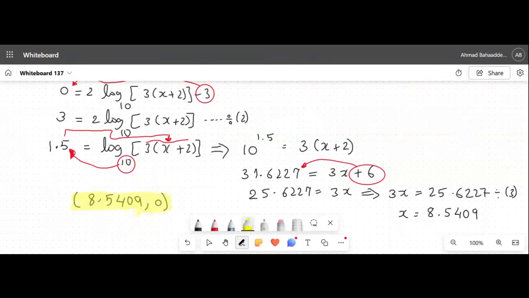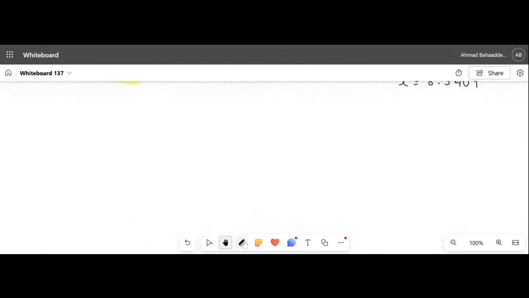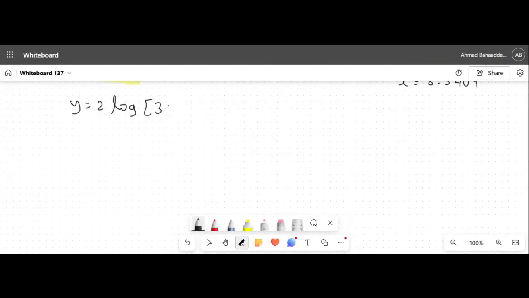I'm just going to make it a little bit colorful. And then now we are trying to find the y-intercept. And now for the y-intercept for this function, I'm going down a little bit. I'll write the function as it is. So we have the function now, y equals 2 logarithm of 3 times x plus, let's make it a little bit nicer, 3 bracket x plus 2, and then for the base 10, of course.